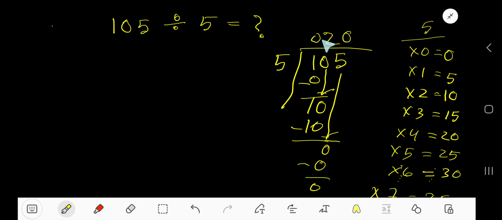So our answer is 0, 2, 0. This leading 0 doesn't have any value. So 20 is our answer.